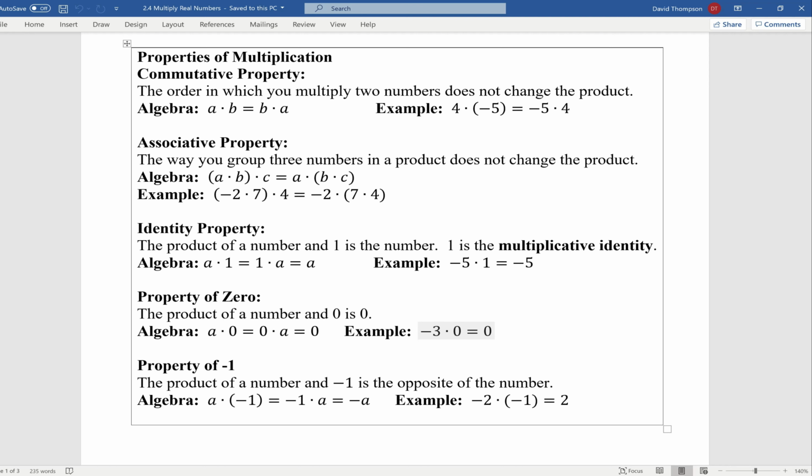The property of negative 1. The product of a number and negative 1 is the opposite of the number. In algebra, A times negative 1 equals negative 1 times A, which gives me the opposite of A, or negative A. Example with numbers, negative 2 times negative 1 equals 2, which is the opposite of negative 2.